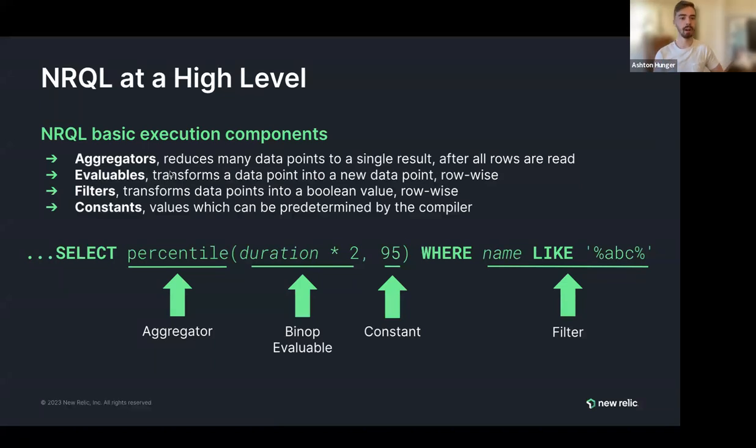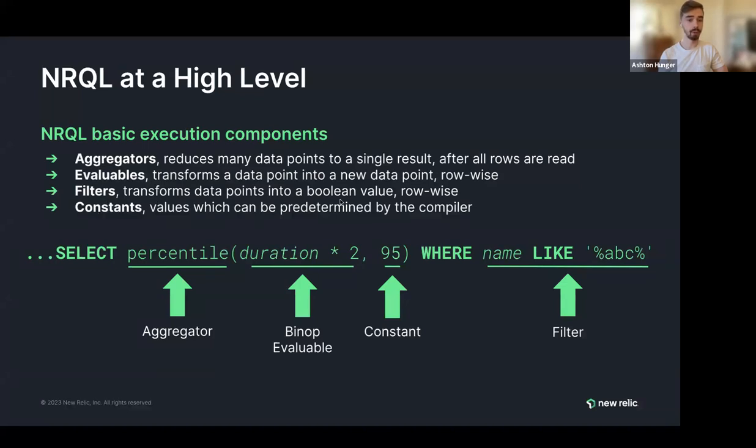The basic components of execution are aggregators, which reduce many data points to a single result after all the rows have been read. Evaluables, which transform a single data point into a new data point, generally row-wise, although of course you can do these on the results of aggregates as well. Evaluables also contain a special evaluable, which is the attributes. These are the things that are actually pulling data from the data source, which are treated a bit differently.